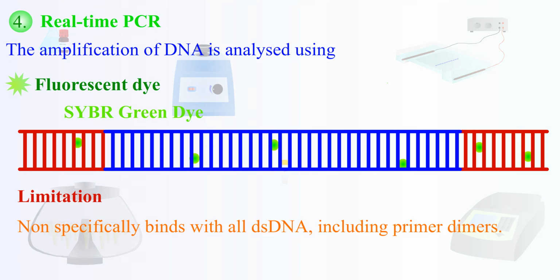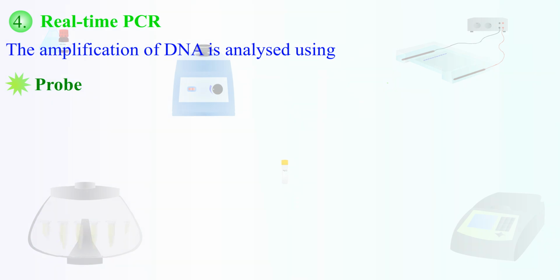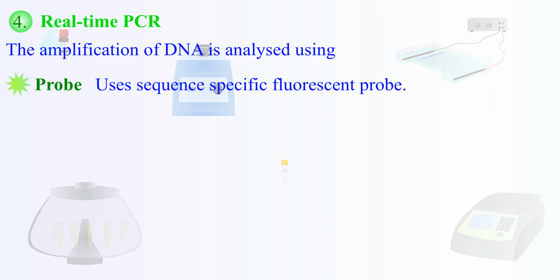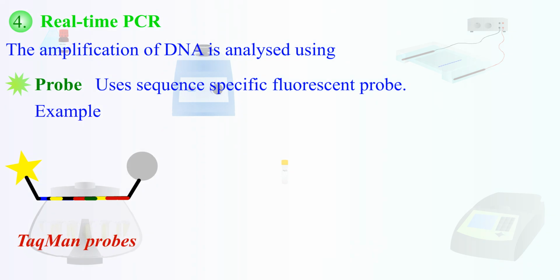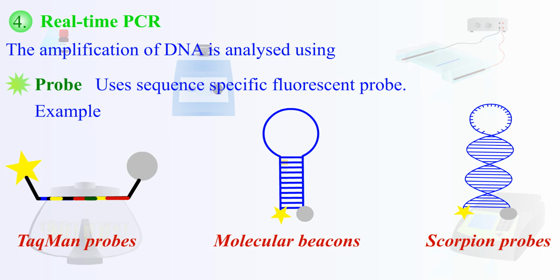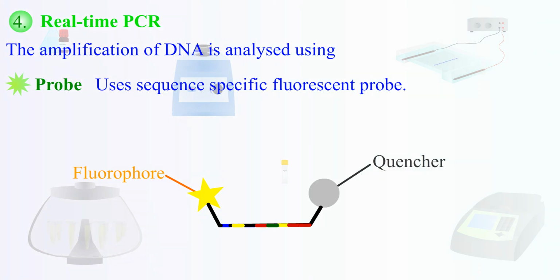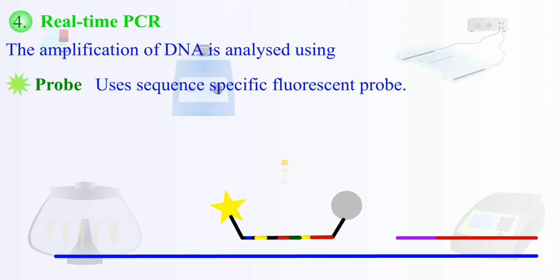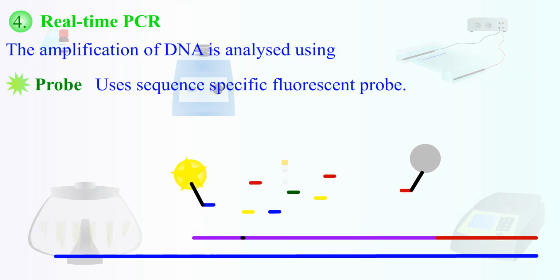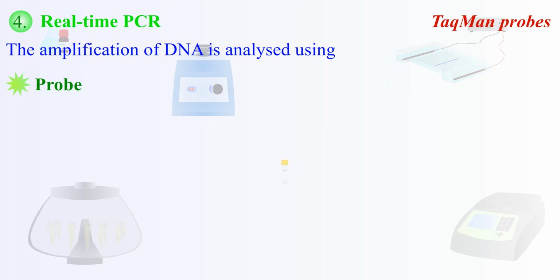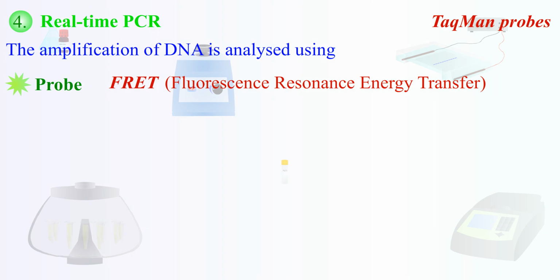One limitation of this procedure is that it will non-specifically bind with all dsDNA, including primer dimers. In probe-based PCR, a sequence-specific fluorescent probe is used. For example, TaqMan probes, molecular beacons, Scorpion probes; they have a fluorophore and a quencher. The fluorescence produced by the fluorophore is quenched by the quencher. When the DNA polymerase extends the strand, the quencher is cleaved, separating it from the fluorophore, which will allow the fluorescence to emit.